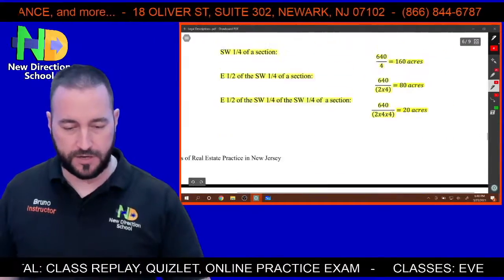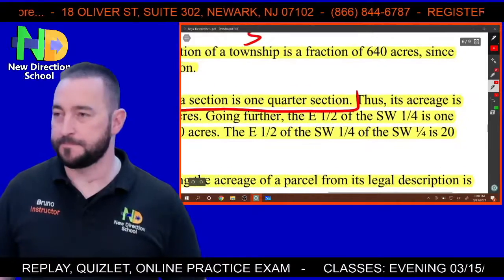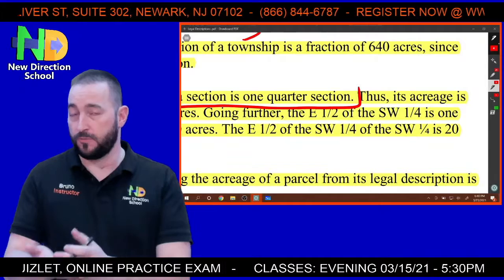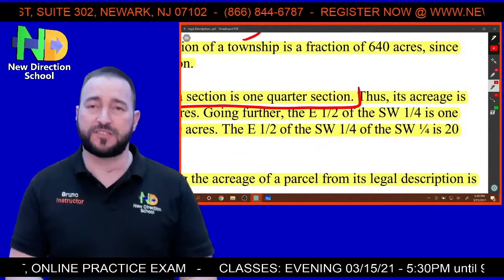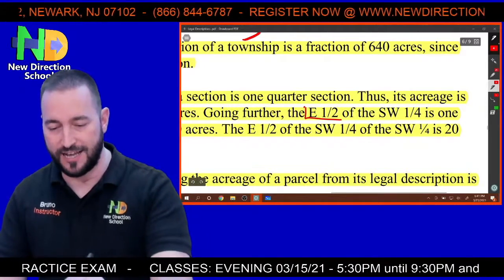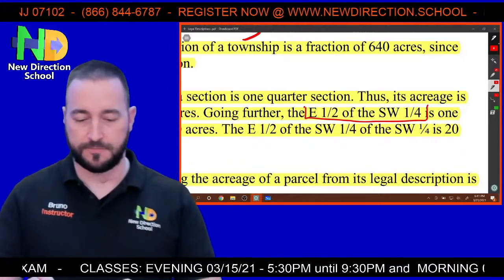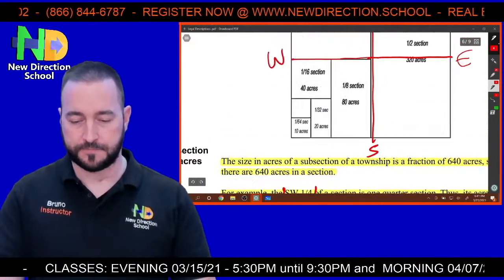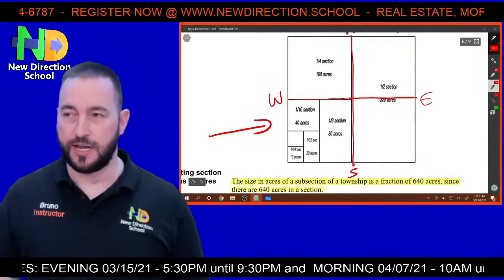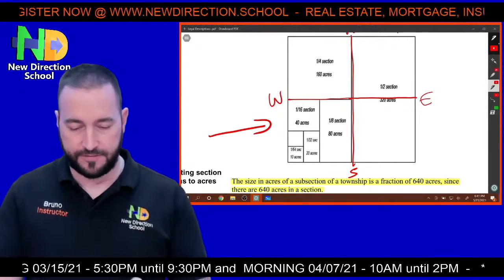Now, what if they said that what I own, when I look at the map and when I look at the description, what if they said I had the east half of the southwest quarter? East half of the southwest quarter. I'm going to go back here. We already know that this is what I own somewhere here, right? And then I have the east half. Let's zoom in.